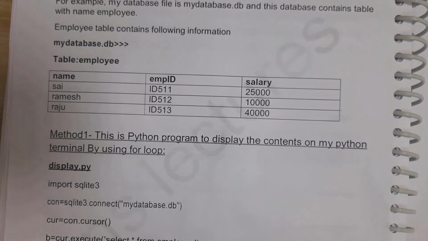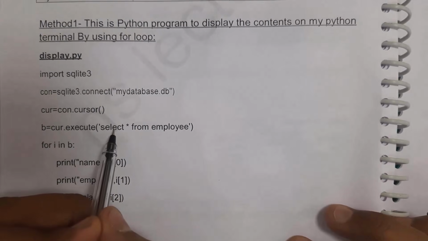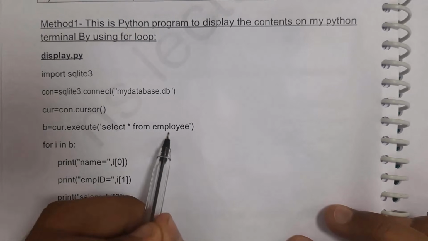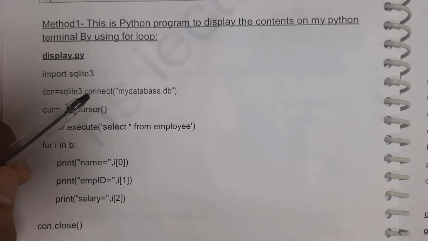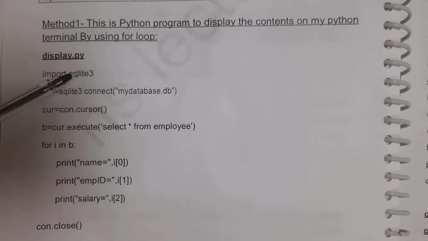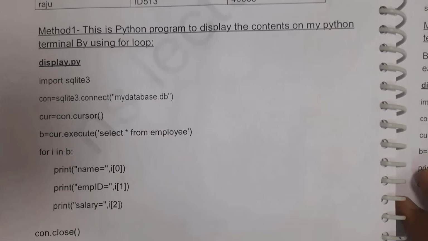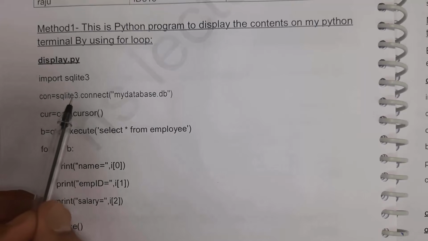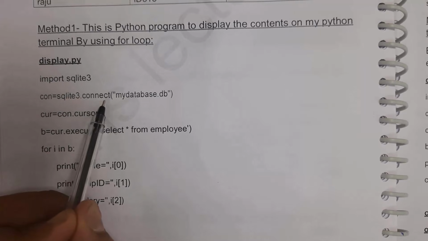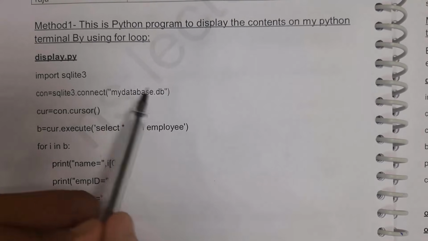So this is the program in order to see this data on my output screen. Guys, just remember the syntax, that is select star from employee. This is the program. At first you need to import sqlite3 module. So just write here import sqlite3, and next we need to connect to this database. The database name is my database. So just write here con equal to module name, that is sqlite3.connect. By using the connect method we can connect to the database, and the database name is my database.